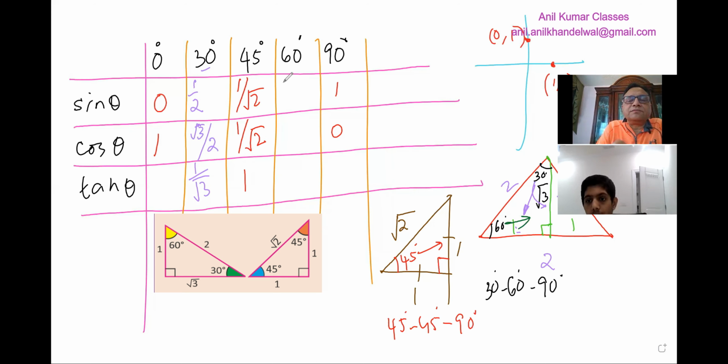Right. Sine of 60 degrees is square root 3 over 2. And cosine of 60 degrees? 1 over 2. And the tan of 60 degrees? Square root 3. Got it. So we have filled up our table.